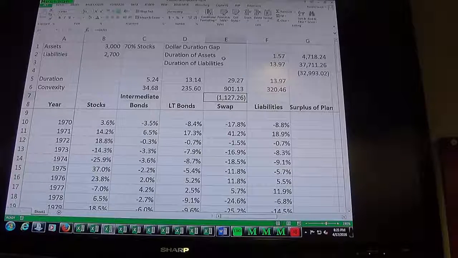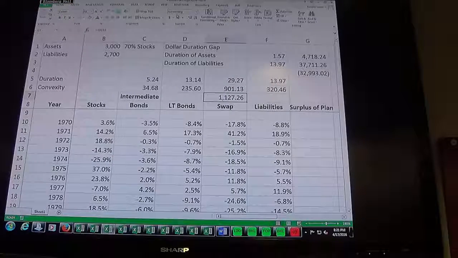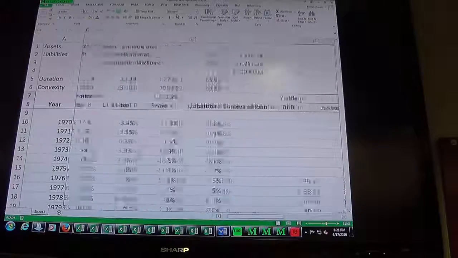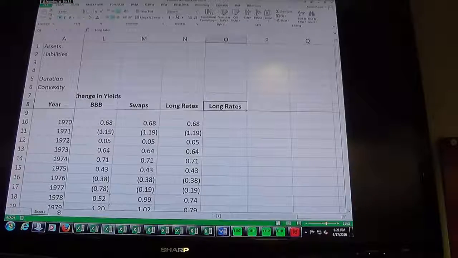So we're going to have 1.1 billion in the swap. All right, so if I were you, I'd probably set this up. You're going to have to decide how you're going to set this up. But before we do that, let me turn this off. Let's see if everybody's with me.